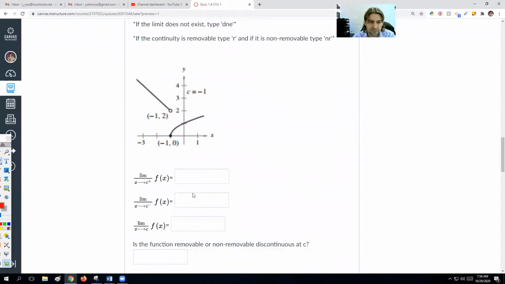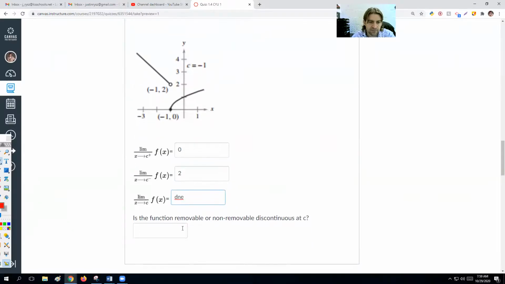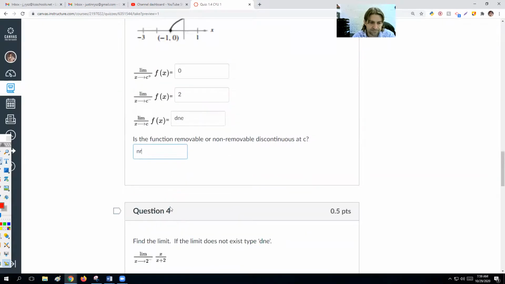All right, now let's look at this one here. The limit as x approaches c from the right. c is -1 here, and coming from the right side, I'm going down towards 0. Coming from the left side, we are going towards 2. The overall limit, though, they are different numbers. The overall limit does not exist. So we would describe this as a non-removable discontinuity.